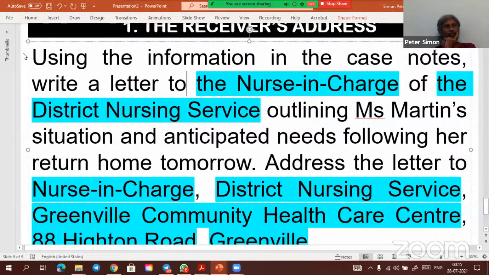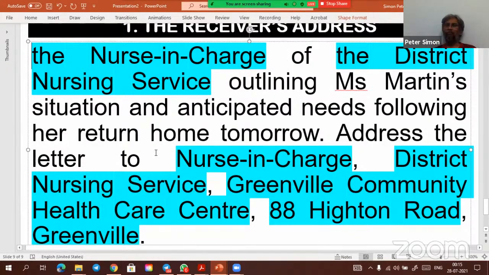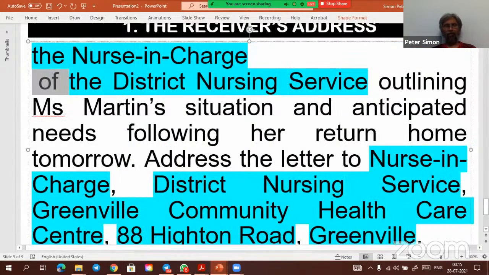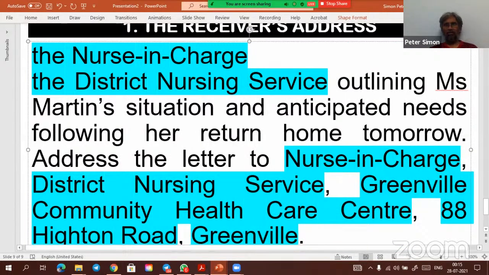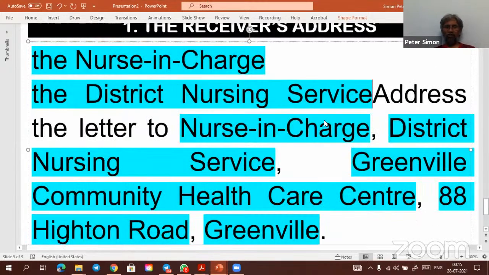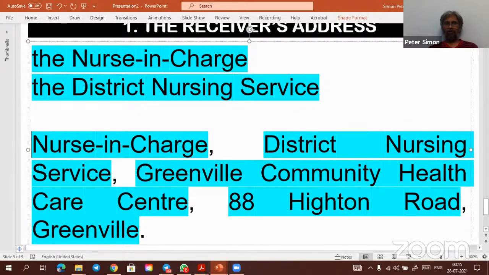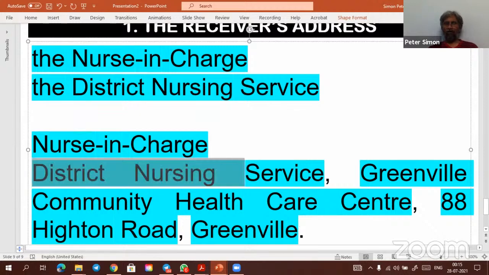Now here, this is not selected. So remove that. So nurse in charge, the district nursing service. This is the first part. They gave 2 lines of the address. And the second part, address the letter to nurse in charge, no need for commas, district nursing service.